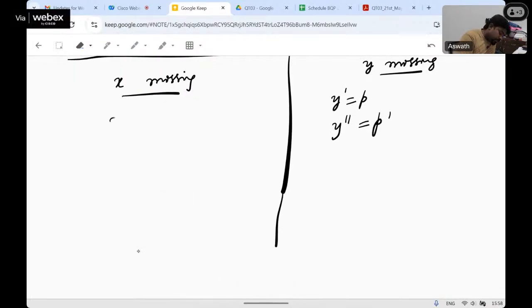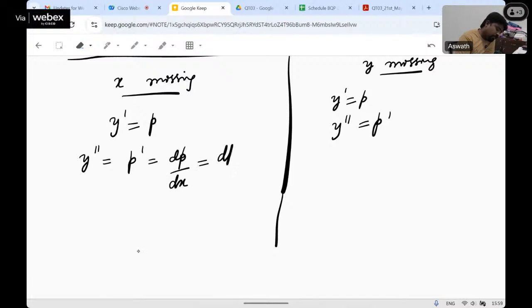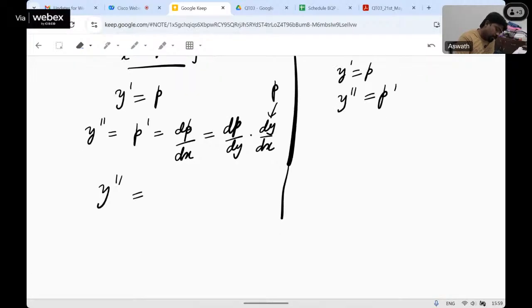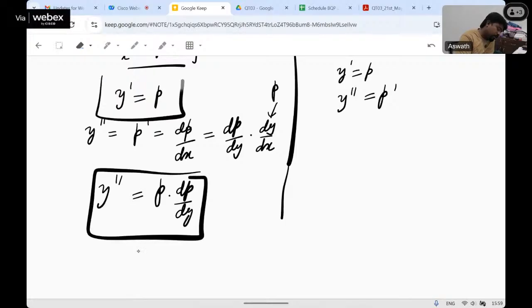And when x is missing, in that case, you substitute y prime is equal to p and y double prime is equal to p prime, which is dp by dx, which is equal to dp by dy into dy by dx. By the way, this is p. So y double prime is p into dp by dy. So these two conversions I would be doing.